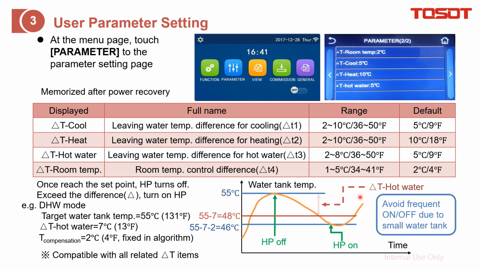You can find that there is a difference of 2 degrees, which is this T compensation. The purpose of setting this up is to avoid frequent on and off cycling due to the smaller water tank.